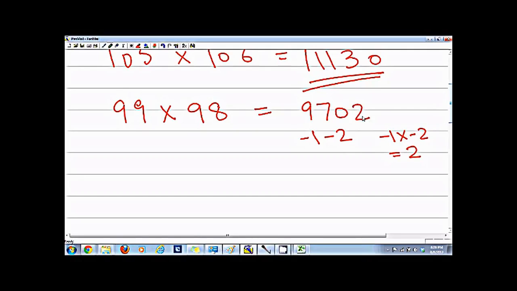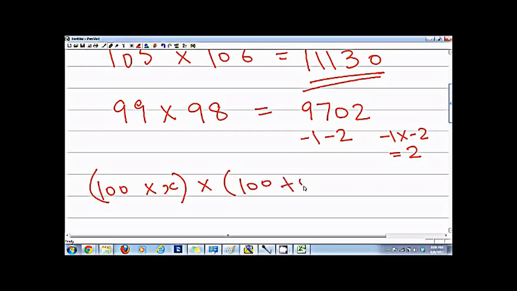So this is not magic, there is a proof to it. So let's go to the proof. For example, if I have 100 plus x and I want to multiply by 100 plus y, so here we have 10,000 plus 100 times x plus y, plus xy.